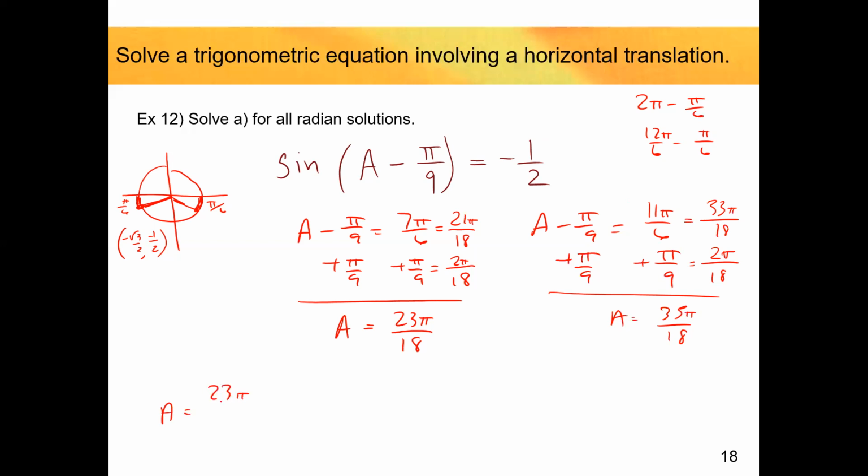Okay, here it is: 23 pi over 18 plus 2 pi k, and then 35 pi over 18 plus 2 pi k, where k is an integer. Are we good?